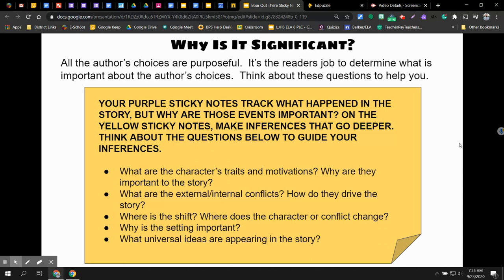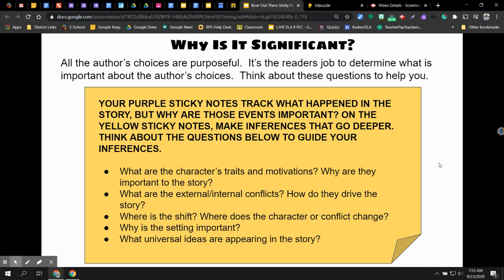Are there shifts in the story? Where do those shifts occur? How do they change the characters? Maybe important details about the setting that affect the characters or affect the theme. And you're also maybe going to point out some universal ideas as they pop up, some things you continually notice that the author might be trying to get you to see, some things the author might be trying to make you aware of. So like I said, step one, knock out your purple stickies to track what's happening.